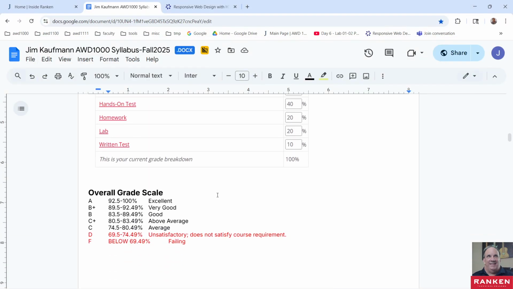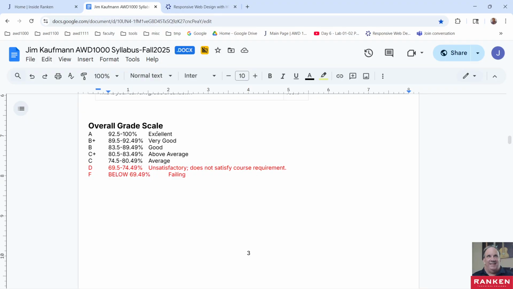All right, so here's the overall grade scale. To get a C, you need a 74.5. Anything below that basically does not meet the course requirements, even though it's not officially an F, it will actually show up on your grade book as an F. There basically are no D's. There's an A, B plus, B, C plus, C, and there's an F. Okay.